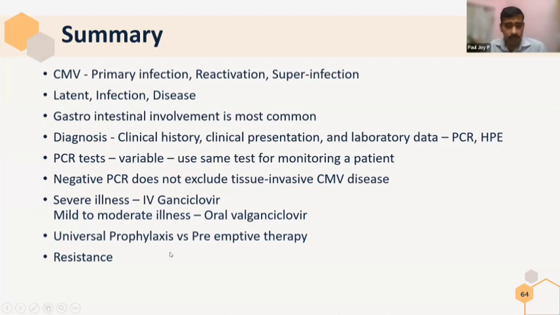Considering universal prophylaxis and preemptive therapy, the usual practice is to give universal prophylaxis for 100 to 200 days post-transplant. And when resistance is suspected, it is ideal to go for foscarnet, and if possible, to do a resistance assay.